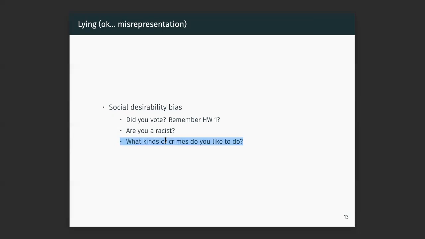Are you a racist? No, right? We have a strong stigma. Maybe it's weakened, but in theory, we have a strong stigma against racism in our society. So people don't feel comfortable identifying themselves as racists, despite the fact that they may hold racist views or take part in racist activities.